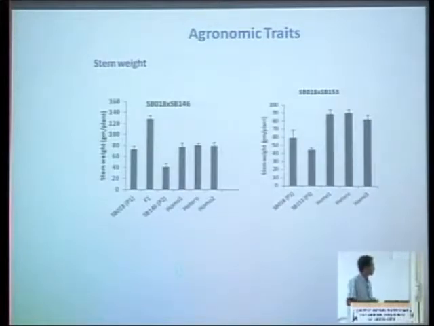This is stem weight. Again, there is significant heterosis in F1. This is parental type 1 and 2, but there was no significant difference between the three genotypes in F2. Similar in the second cross also.